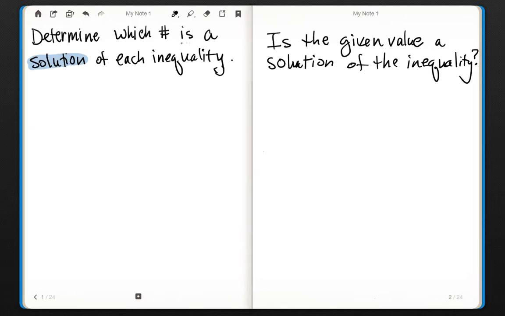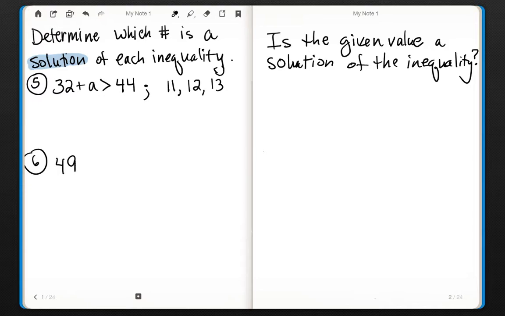Okay, so determine which number is a solution of each inequality. And I can't remember what number we were on. So I think we'll just start with, we'll call this number 5. So 32 plus A is greater than 44. And you'll need to check 11, 12, and 13. And then once you do that, number 6: 49 minus H is greater than or equal to 8.